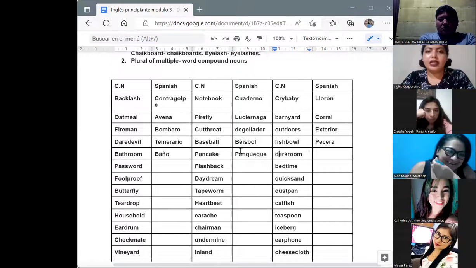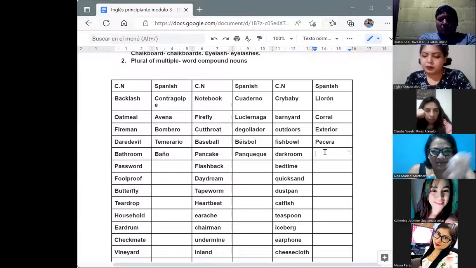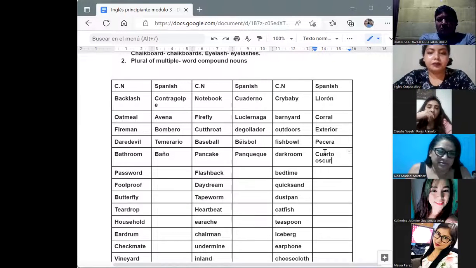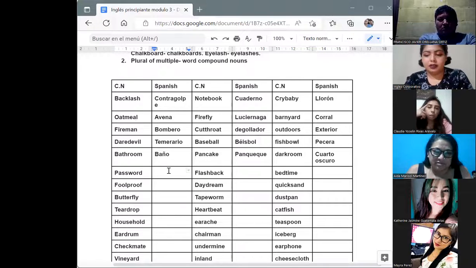Dark room. Una dark room. Habitación oscura. ¿Y esas sirven para? Para como revelar fotos. Exactamente. Son las habitaciones que se utilizan para revelar fotos. Cuarto oscuro. Very good. Password. Contraseña.